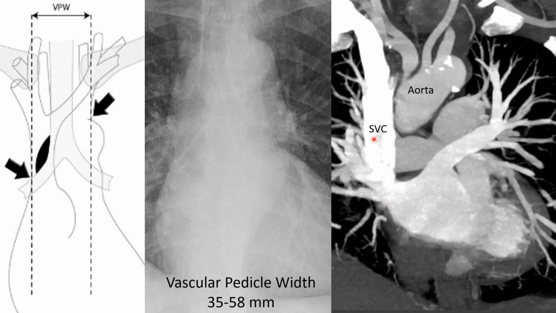So on CT, the SVC is obviously easy to see. It's this area in here. This is all the contrast within the SVC. Over here, the SVC and brachiocephalic veins, you can see as this density over here, this vague density. This is the outer edge of the SVC. And you can see where the SVC will come down and then intersect the bronchus intermedius. So it's this dot right here.